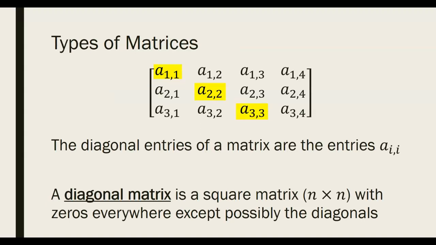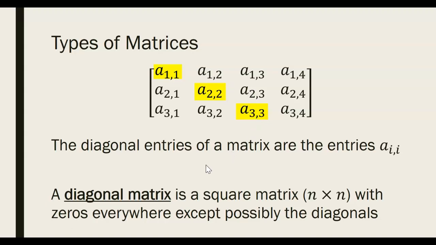So let's talk quickly about types of matrices, just some general types of matrices. And the first thing I want to point out are these diagonal entries. We call these A sub i i. So for instance, the 1-1 entry, the 2-2 entry, the 3-3 entry. So if you're in row i and column i, that is a diagonal entry. And we say that a matrix is diagonal if those entries are real numbers and every single other entry is a zero. So basically, if we have zeros everywhere except possibly the diagonal, then we call that a diagonal matrix.